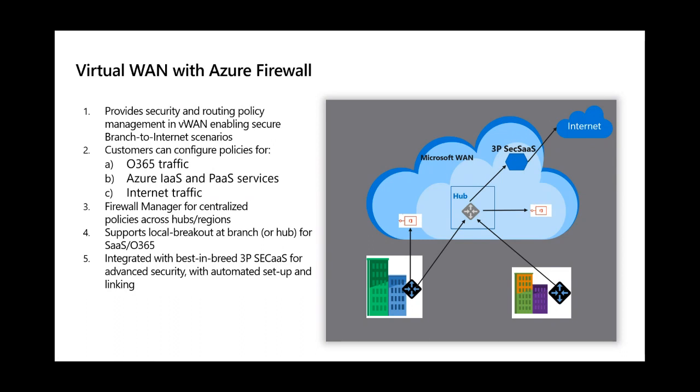Now, what kind of policies can you configure? There are various policies you can configure here, like Office 365 traffic, where Office 365 traffic can go directly from a branch to Office 365, or you can configure that the Office 365 traffic goes through Azure Firewall, or through a third party service like iBoss. You can also configure policies around the Azure infrastructure like VNet and things, plus the PaaS services. So you have that flexibility in three different policies, which you can see over here: Office 365, IaaS and PaaS services, plus you can configure the policies for your internet traffic.